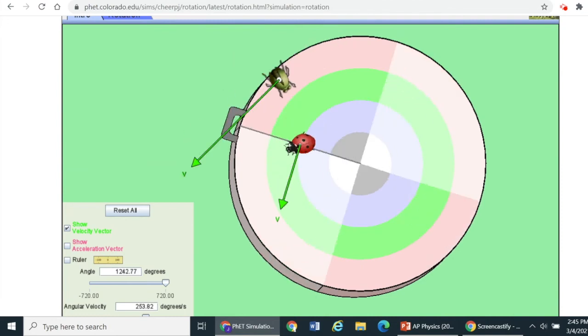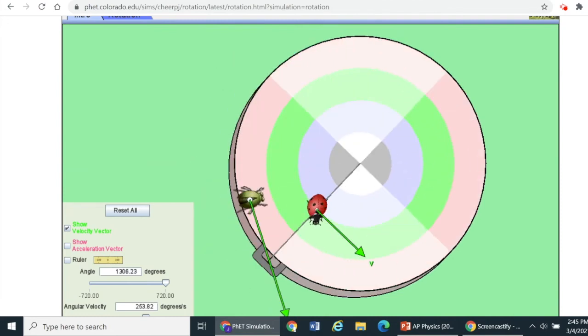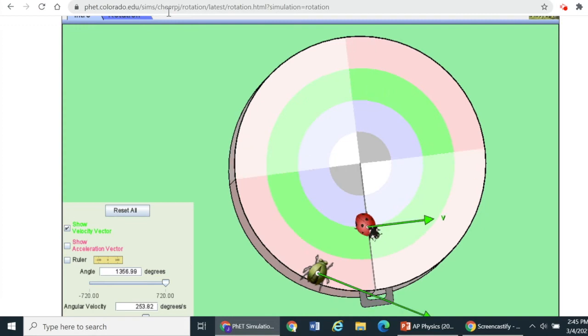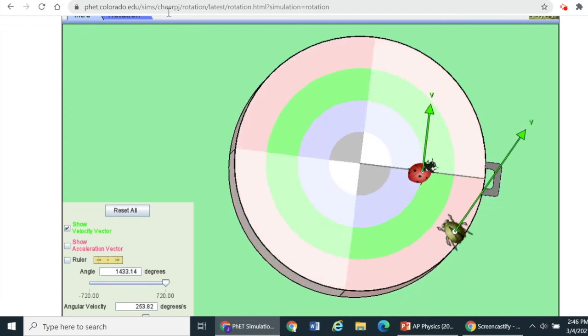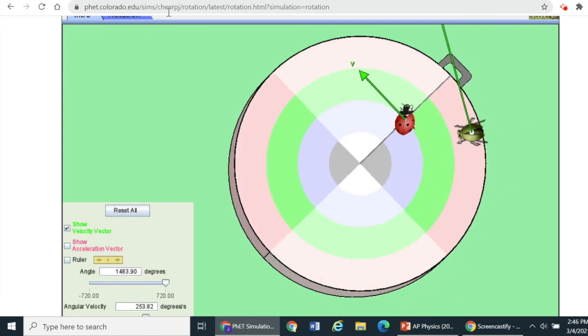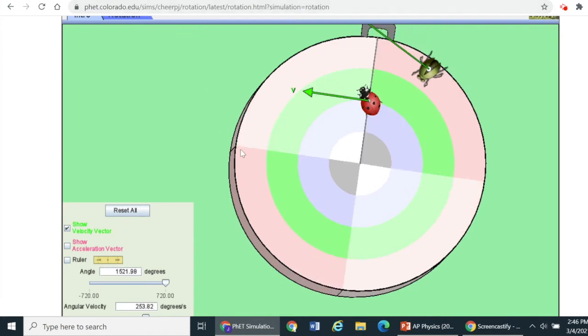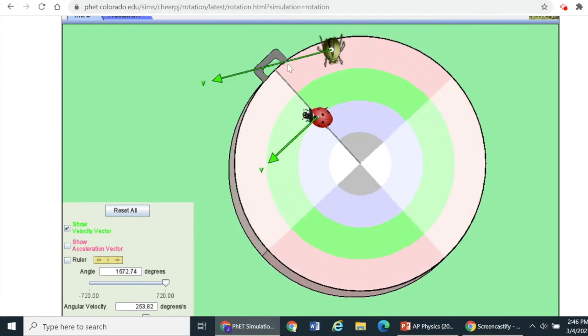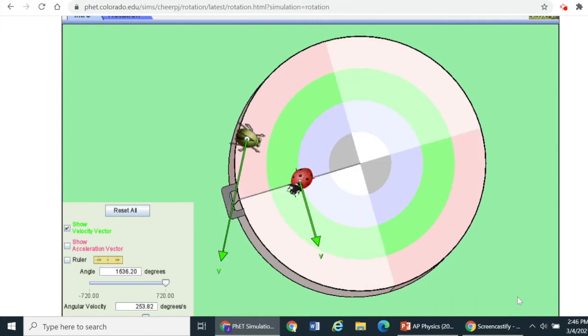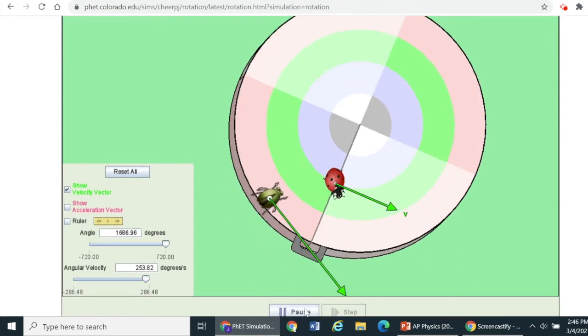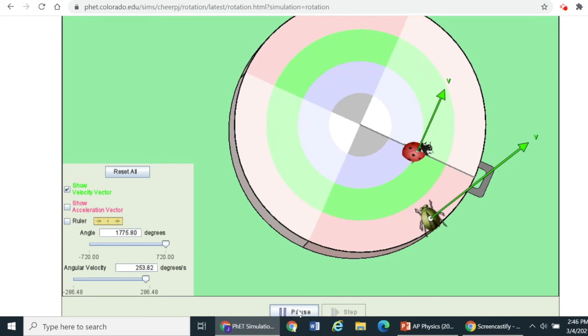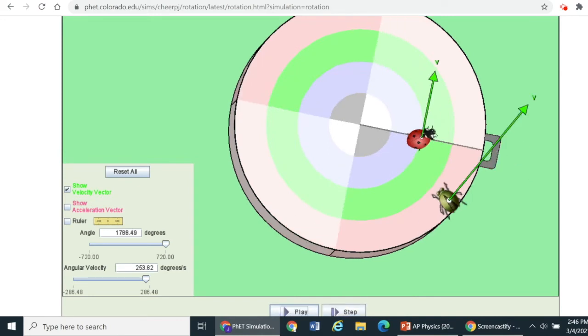I would pause this for you, but it's really working so terribly because it's using a Java simulator, because this is an old Java simulation. But hopefully you can tell how the velocity vector for the ladybug compares to the velocity vector of the beetle. Maybe it's a beetle, not exactly sure. Clearly, the radius is going to have some effect on the tangential velocity as well. And that should make sense too. What we see is that the linear velocity increases when the radius increases.